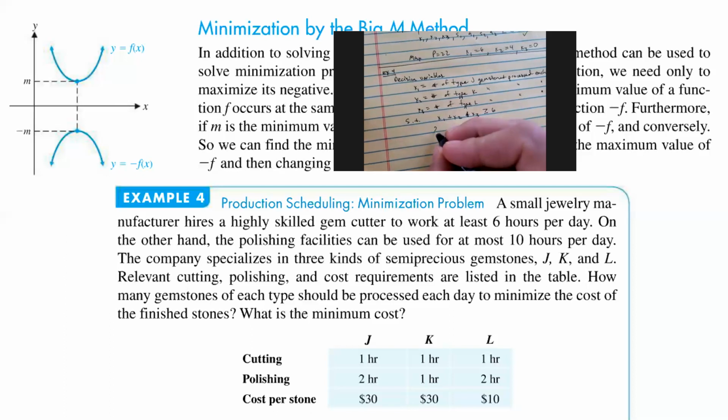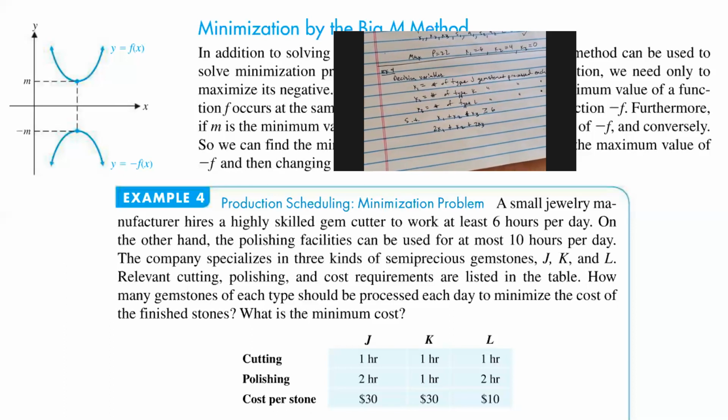Now the polishing one, we're going to have 2x sub 1 plus x sub 2 plus 2x sub 3. And now here's what we need to figure out. This says at most 10 hours per day. So we can't work more than 10 hours a day. All right? Or 10 hours or less, I should say, right? At most 10 hours. They can work up to 10 hours.